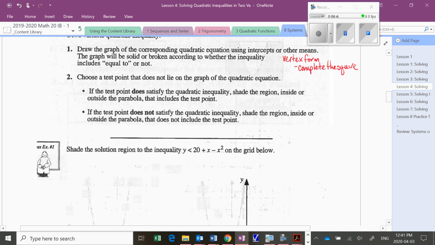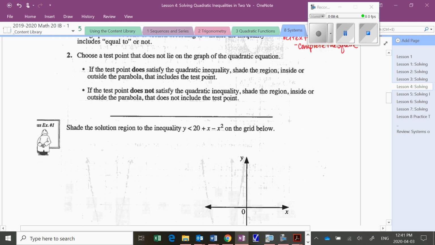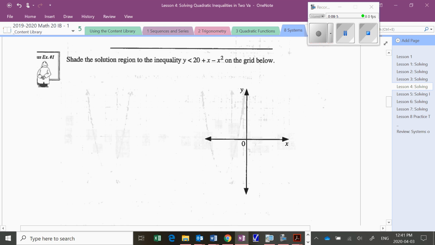Okay, and then pick test points. Again, my strong suggestion would be not just one test point, but pick one inside, pick one outside, and one should work, the other should not work. So it also just helps to potentially double check your math as well. Sometimes if somebody picks one which they think is inside and outside, if they both work, then either something's wrong with your math or perhaps it was an error with your graph.